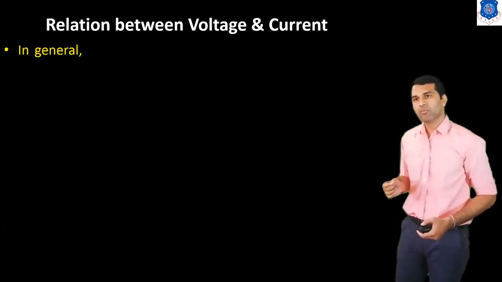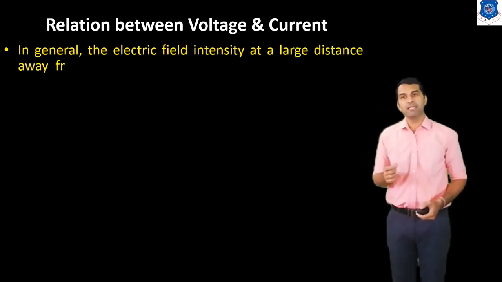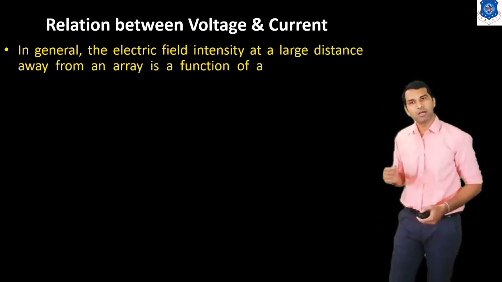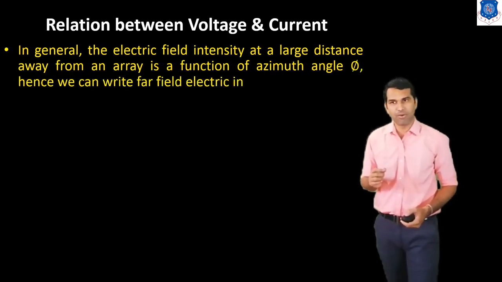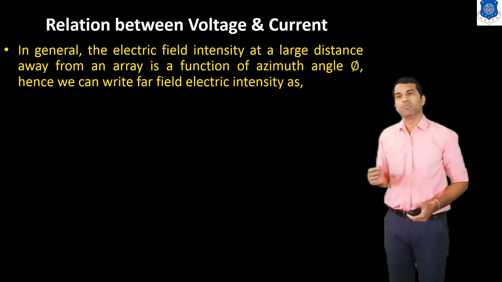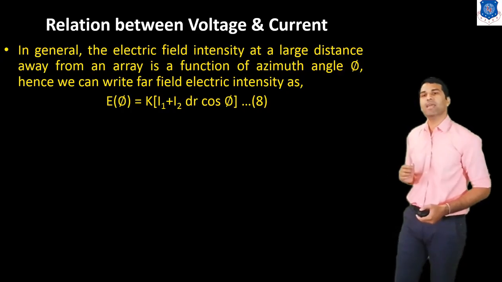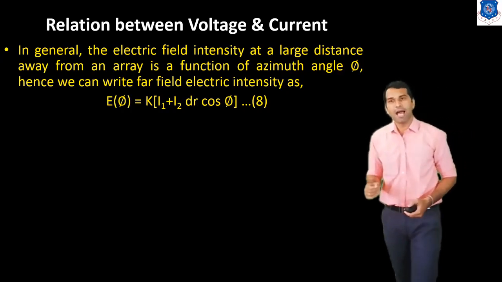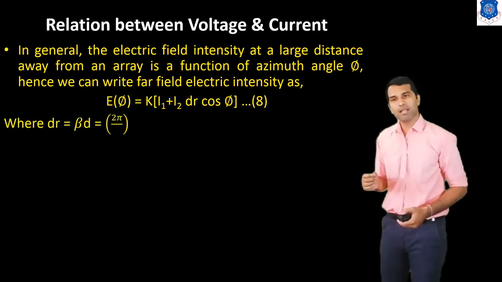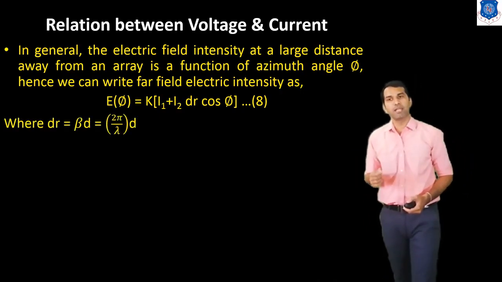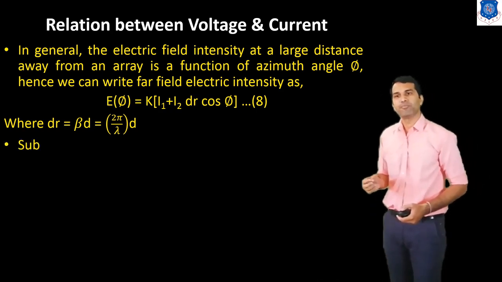Now, in general, the electric field intensity at a large distance away from an array is a function of the assumed angle phi. Hence, we can write the far field electric intensity as E phi is equal to K (I1 plus I2) dr cos phi, where this dr is nothing but beta into d, and we know that the value of beta is 2 pi by lambda.